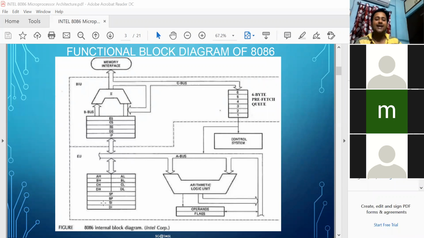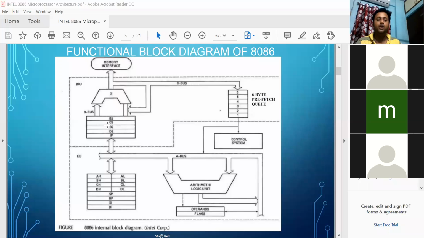SI and DI can be used as your offset register if DS and ES, data segment and extra segment, are used. So you can't combine CS with SP, or CS with BP, or CS with SI or DI. Okay, Intel has fixed these combinations.